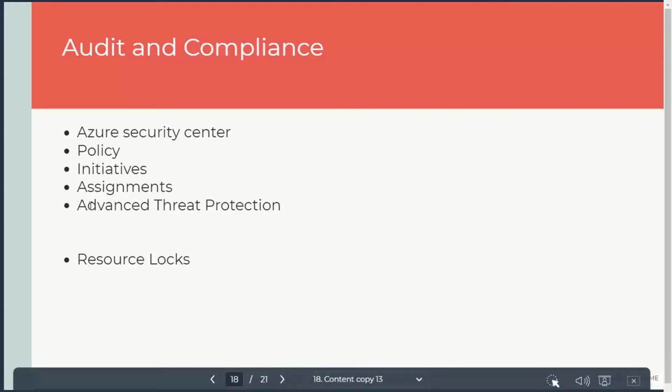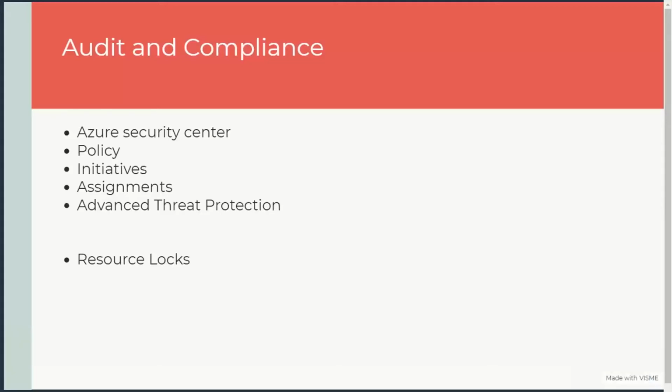Then advanced threat protection, which they also call Cloud Defender. For every resource you create, you can enable advanced threat protection for that particular resource. It will monitor our application and check whether we are missing any security guidelines. The threat protection or Cloud Defender will monitor our application, and if any improvement is needed, it will show some recommendations.